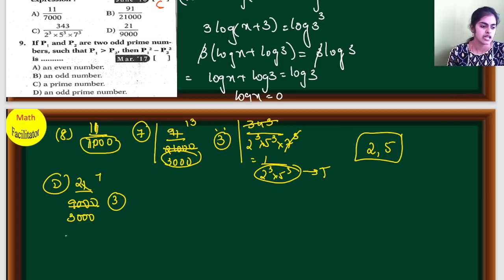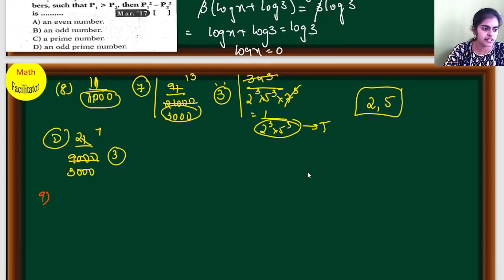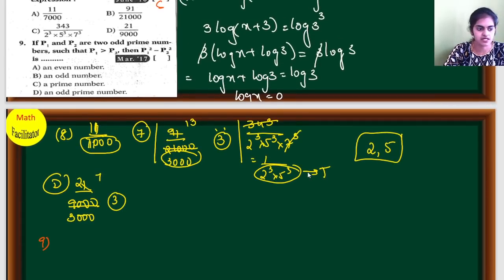Okay. Now question number 9. If P1 and P2 are two odd prime numbers and P1 is greater than P2, then P1 square minus P2 square is what? P1 and P2 are two odd prime numbers. If P1 I take it as 3, P2 as, no, P1 is greater than P2. So if P2 is 5, P1, sorry, I'm taking P2 as 3. I'm sorry, P1 is greater than P2. So P1 I should choose a bigger number, P2 a smaller number.